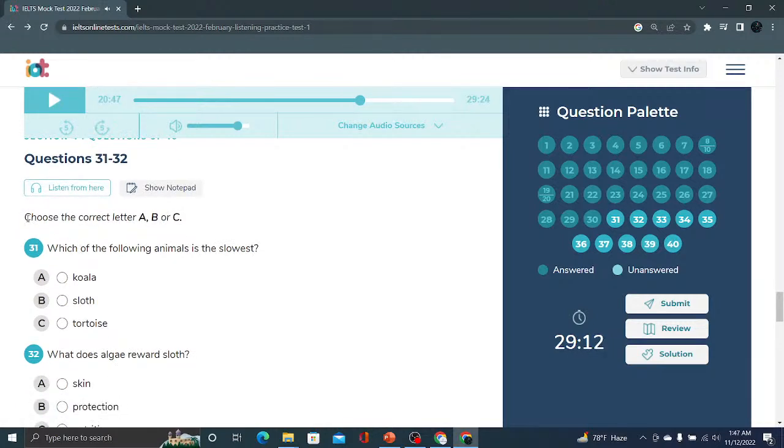So here's another instruction for us. Choose the correct letter A, B or C. Which of the following animals is the slowest? Let's listen.